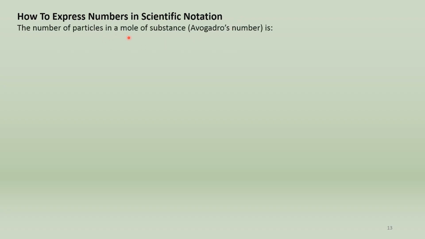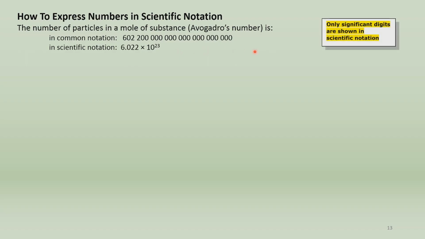The number of particles in a mole of substance is Avogadro's number. It's a very large number, as you can see, written in common notation. Now I've only listed this number to 4 sig figs. There are more currently known, but this will serve our purpose for what we're teaching here. In scientific notation, this number is 6.022 times 10 to the 23rd. So in scientific notation, only sig figs are shown. There's only 4 sig figs in this number.